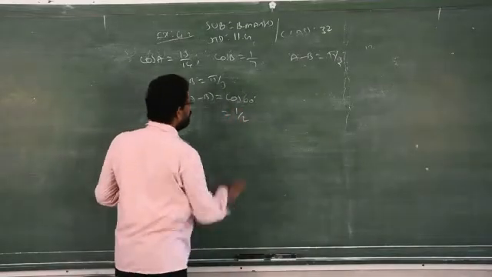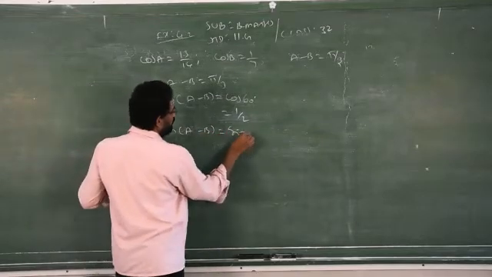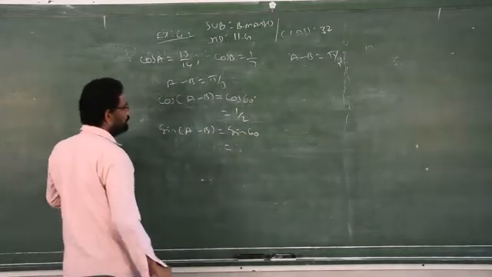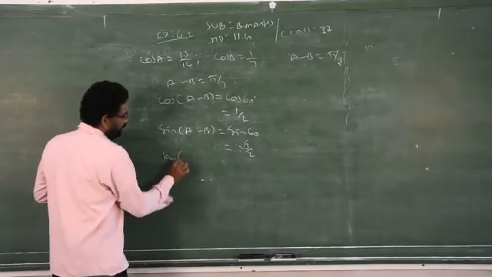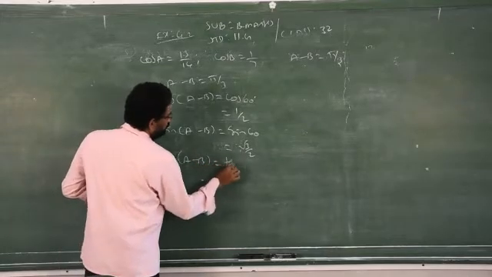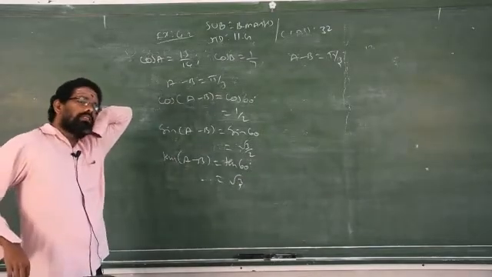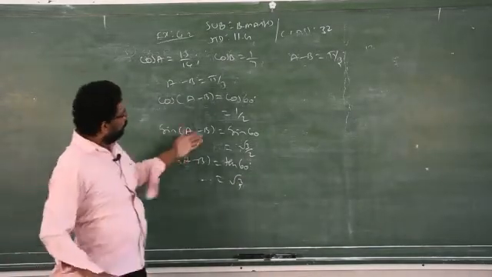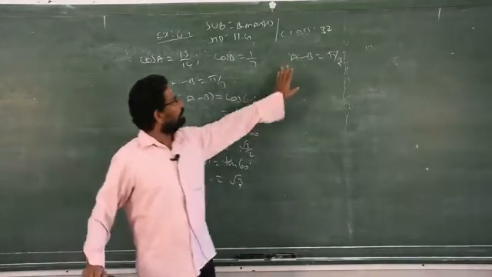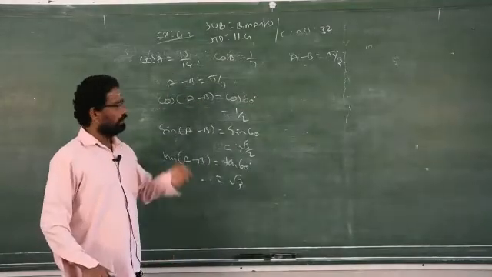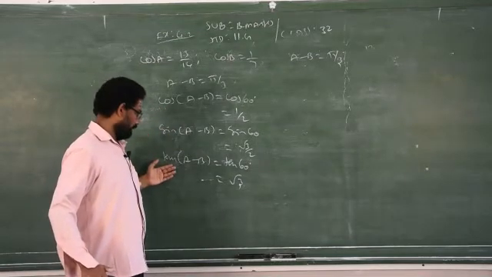Clear? You can take sin also on both sides. Sin 60. What is sin 60? Sin 60 is root 3 by 2. You can take tan also on both sides. Tan of A minus B, tan 60 is root 3. Clear? Tan 60 is root 3. So you can prove this result. You have to show that the result is equal to pi by 3. 3 possibilities. You take cos or sin or tan.